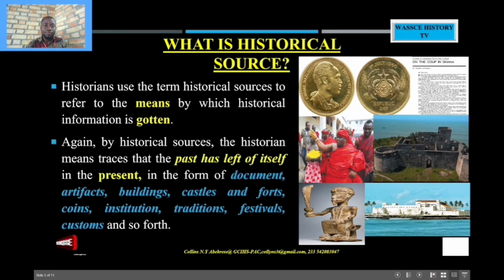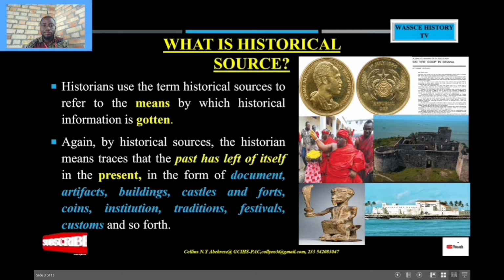Again, by historical source, the historian also means the traces that the past has left behind of itself in the present, in the form of what? A document. It could be artifacts, buildings, castles and forts, coins, institutions, traditions, festivals, customs, and so forth. These traces of the past in the present are very valid sources for the reconstruction of African history.